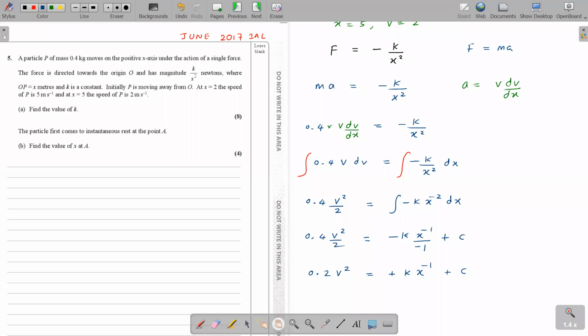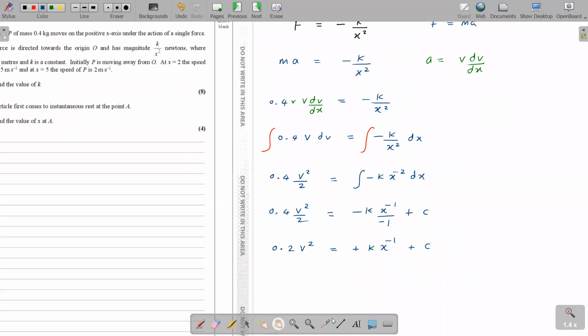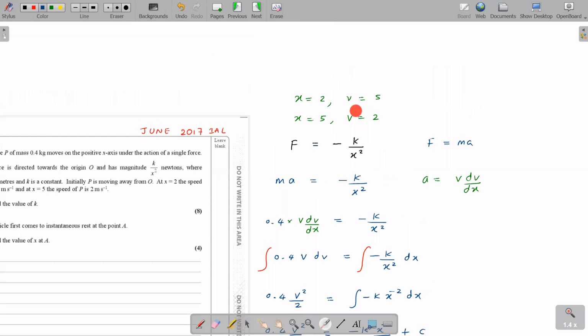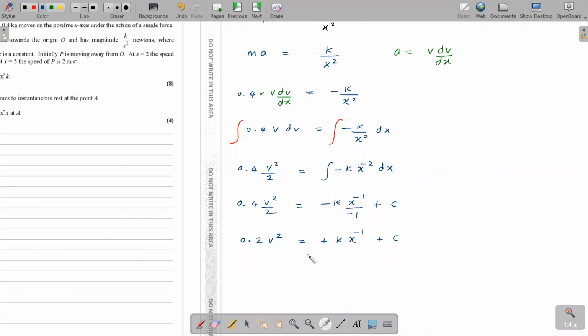Now they ask us to find the value of k. In part A, 8 marks, you're supposed to get the k value. How do we get it? In this equation relating v and x, there are two unknowns, k and the integration constant c. To find k and c, they have given you two pairs of boundary conditions. When x is 2, v is 5. When x is 5, v is 2. So we will input those values, and we will be able to create a pair of simultaneous equations.